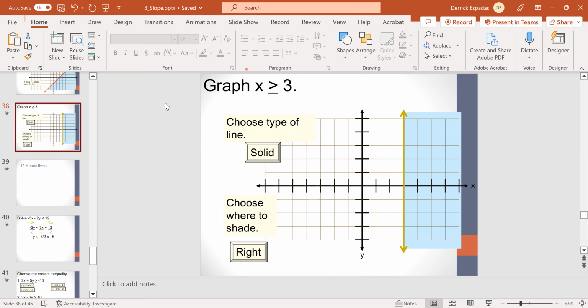So in this case, if we were to graph x is greater than or equal to 3, well, the first thing is we would shade to the right because it's greater than, and that's where all the values greater are. We're going to use a solid line because it includes 3. So solid line and shade to the right because those are the greater numbers.